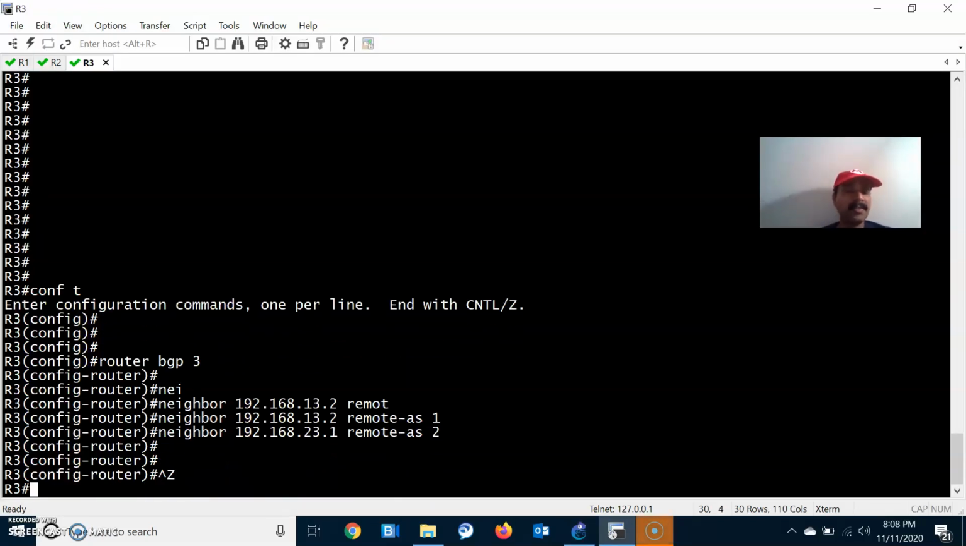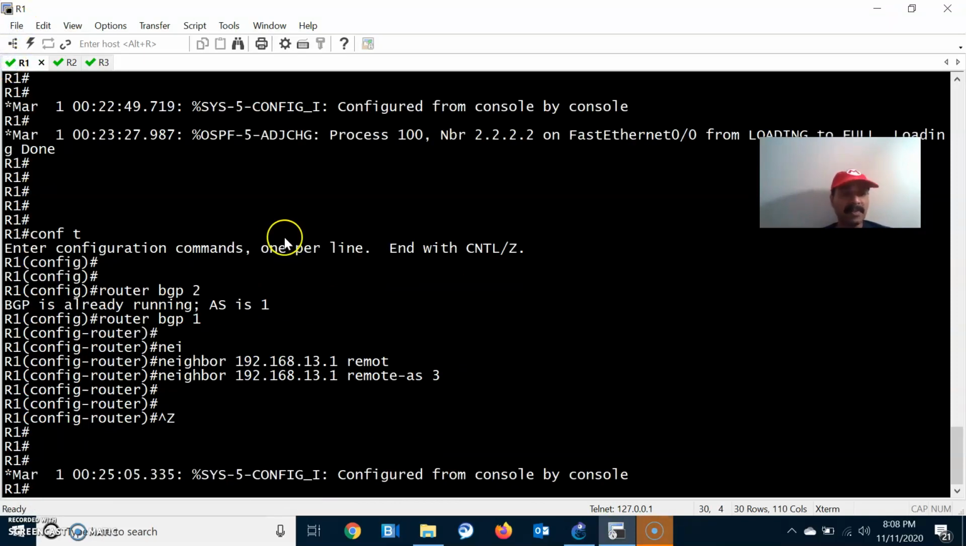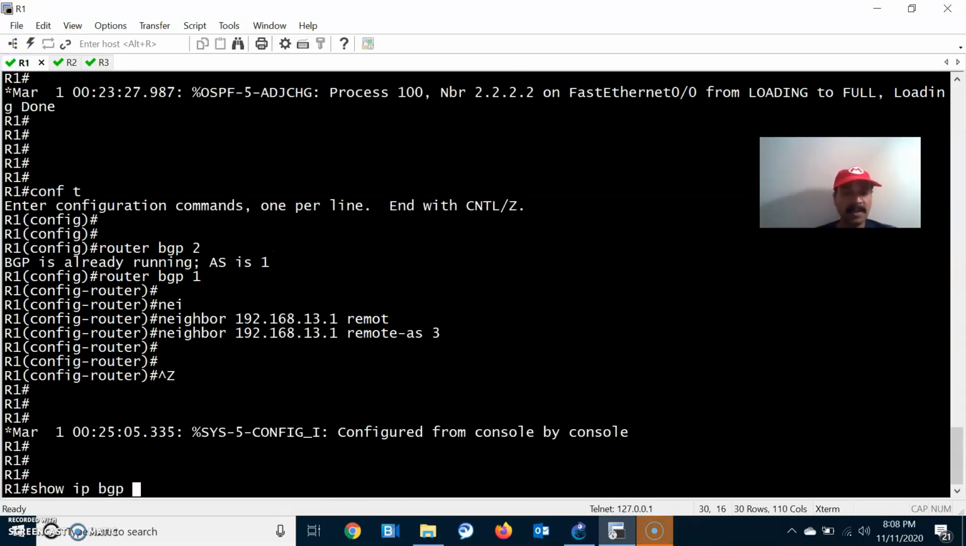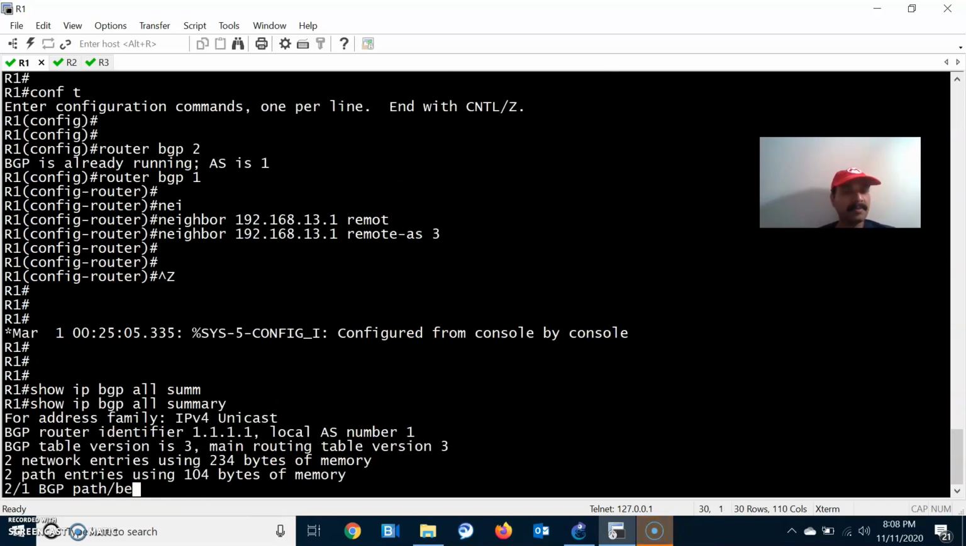So we have successfully configured BGP and also the OSPF routes. Let us check the BGP neighbor relationship with show ip bgp summary.